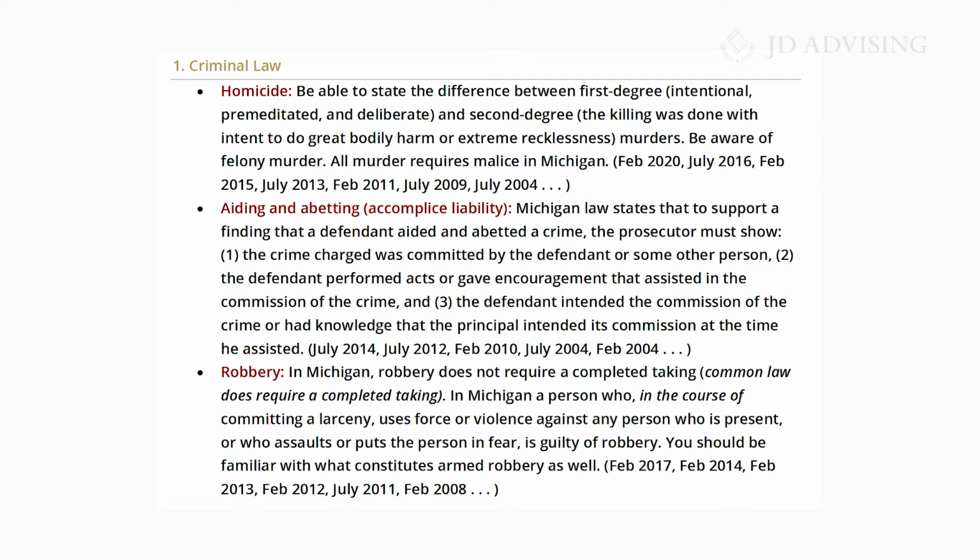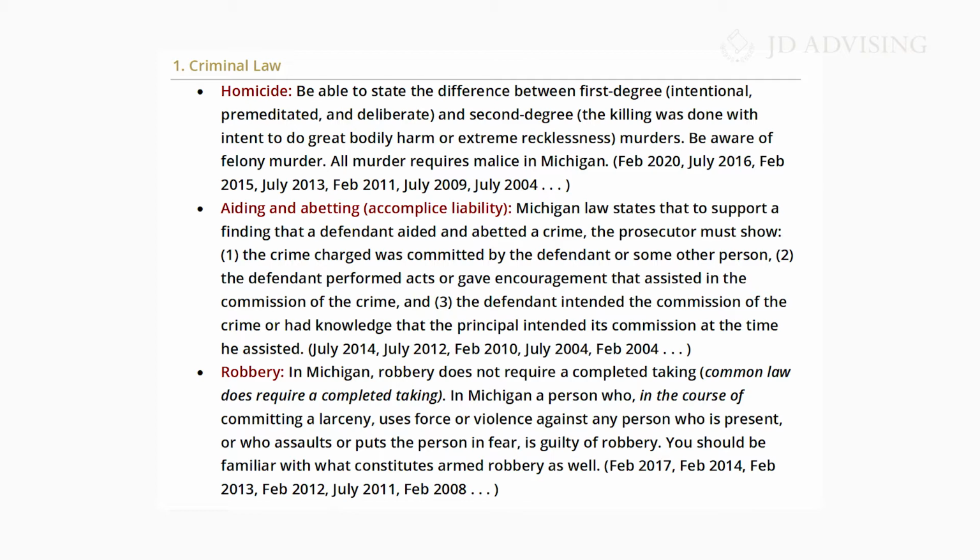Another highly tested essay topic on the Michigan bar exam is aiding and abetting, or you might learn it as accomplice liability because that's more of the majority term for it, but Michigan calls it aiding and abetting, and I've listed the law here. Basically, this is just something that you want to be familiar with. It's semi-highly tested, and it's a vocab term that you might not have necessarily seen in your commercial course, so I want you to know that Michigan calls it aiding and abetting. And you can see it's been tested pretty consistently throughout the years.